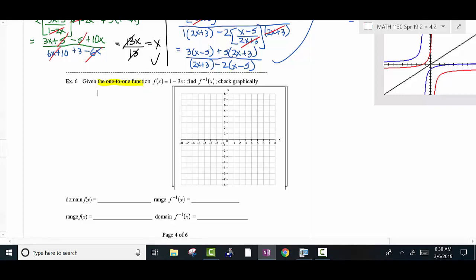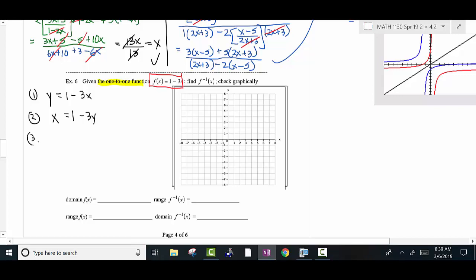So this is a one-to-one function. What we're going to do is we're going to find its inverse. Okay, so this is what you want to do. The first thing you want to do is just write down the function. It's good to write it as y equals 1 minus 3x. Okay, so that's step one, just write it down. And then step two is just switch the variables. So the y becomes x, the x becomes y. Okay, because that's what an inverse is anyway, you just switch the variables.